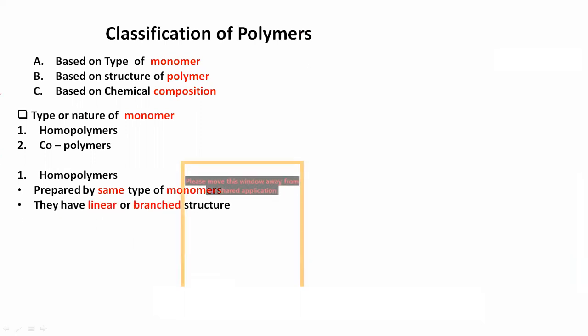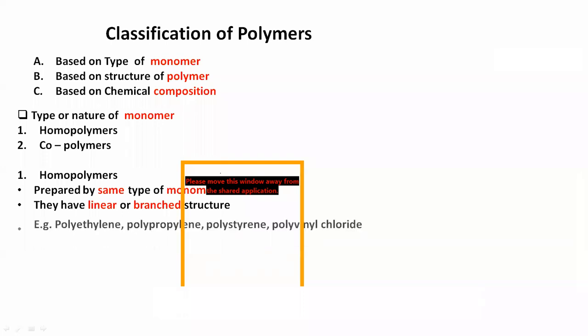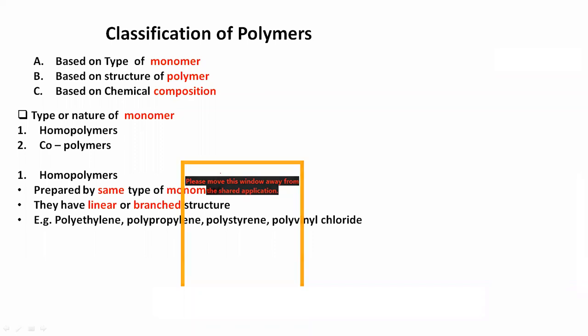Another observation: these homopolymers have a linear or branched structure, with an almost straight shape. As I said, the basic example of a homopolymer is polyethylene.